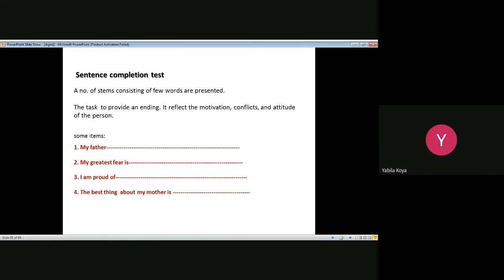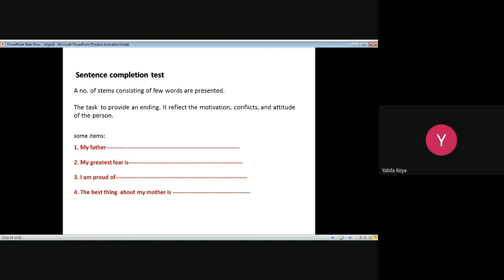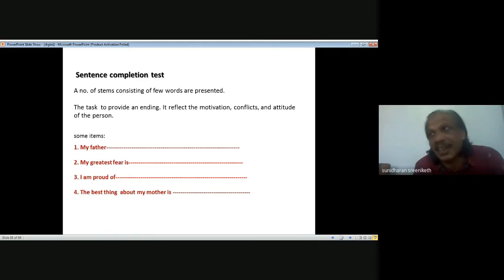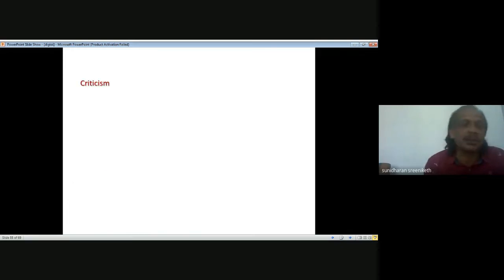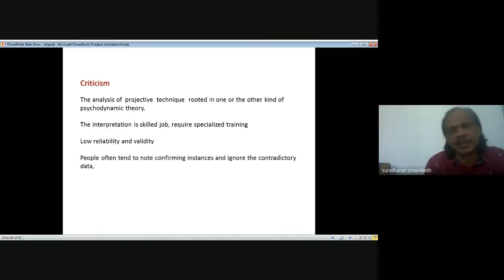Okay. Minnesota Multiphasic Personality Inventory. Then 16 PF, Millon Multiaxial, then NEO Personality Inventory. So there are many personality inventories and projective tests, and we can discuss the major criticisms of these projective tests that we discussed now.